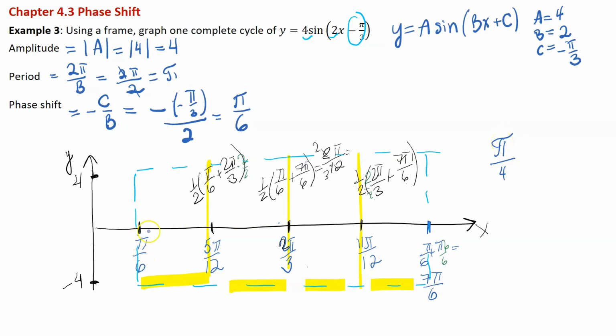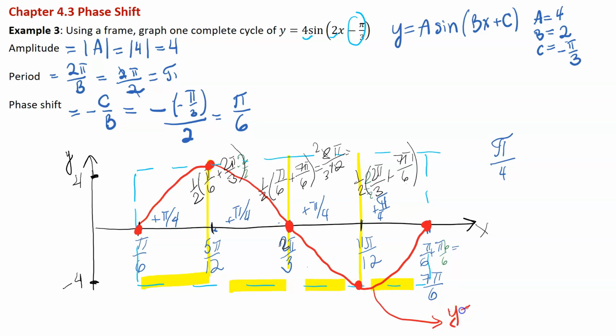So we can start with adding pi over 6 plus pi over 4. It will give us 5 pi over 12, plus another pi over 4 will give us 2 pi over 3, plus another pi over 4 will give us 11 pi over 12, and plus another pi over 4 will give us 7 pi over 6. Whichever way you feel more comfortable, please use it. Now let's put the points on the graph and connect the points. Here's the graph of y equals 4 sine of 2x minus pi over 3.